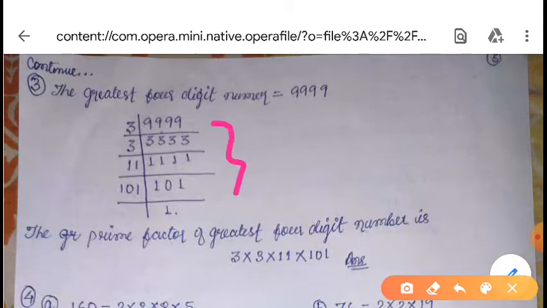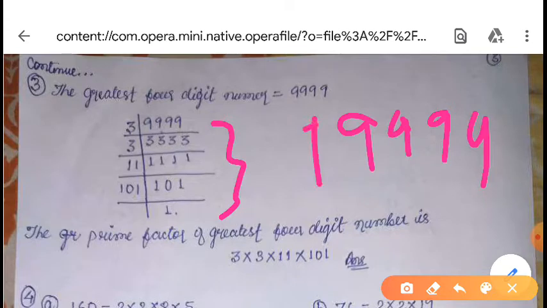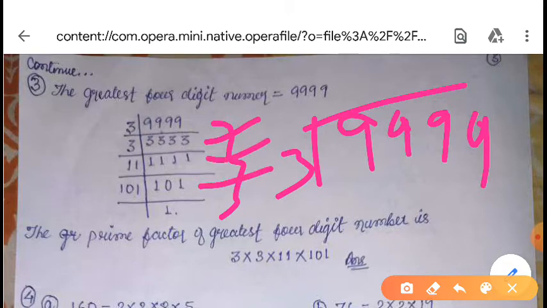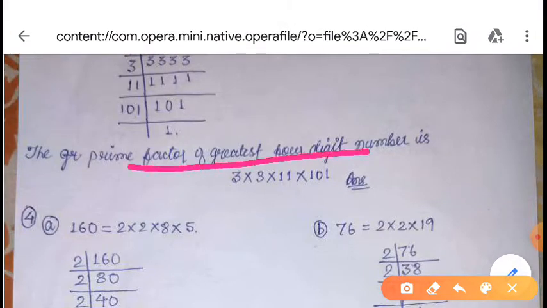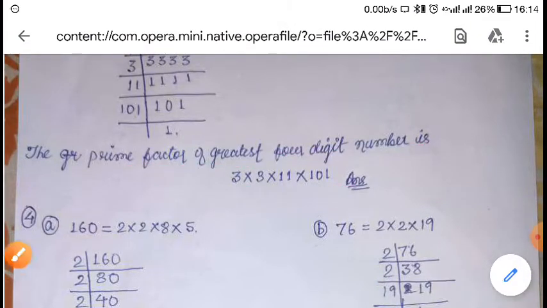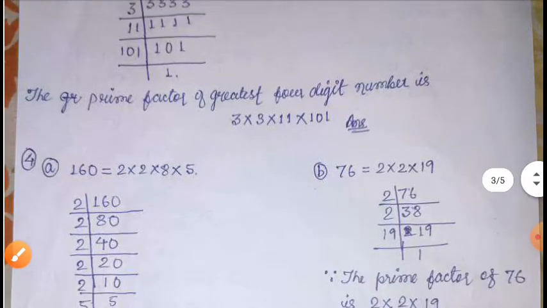So you can see this, I have found out. How have we found out? Because it is a big number, it will be difficult for you to count, so you just divide this. I hope you know how to divide, no? So you just divide this, you will get this. Again you divide this, you will get this. Again you divide this, you will get this. So you can write like this, the prime factor of the greatest four digit number is this. So this was all about question number 3.